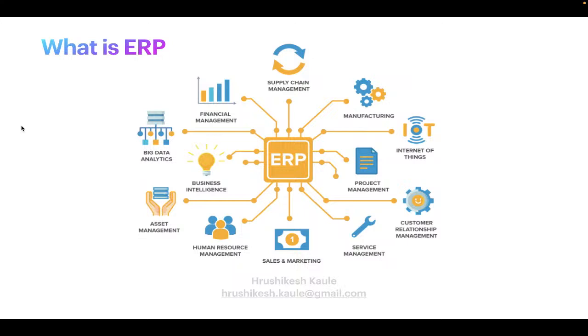Then we have SAP PS for project systems, SAP PM for plant maintenance, SAP QM for quality management, SAP PP for production planning, and SAP SD for sales and distribution. All of these modules are there in an ERP. What you can see on this screen right now is a basic understanding of what things ERP consists of.